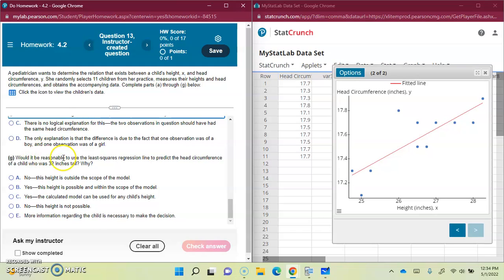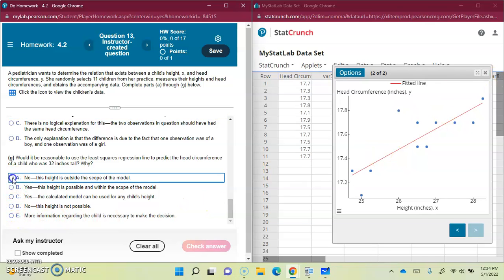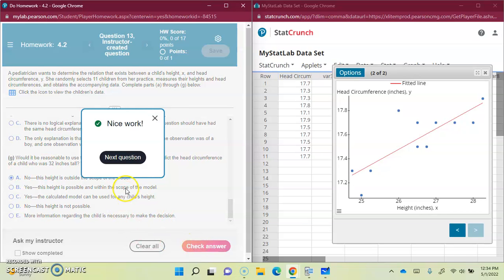Okay. Would it be reasonable to use the least squares line to predict the head circumference of a child who is 32 inches tall? Let's see, we have data from around 25 to 28. 32 is not in this area of scope, right? So it would not be reasonable because this height is out of the scope of the model. So that is question number 13. Let me know if it helps.